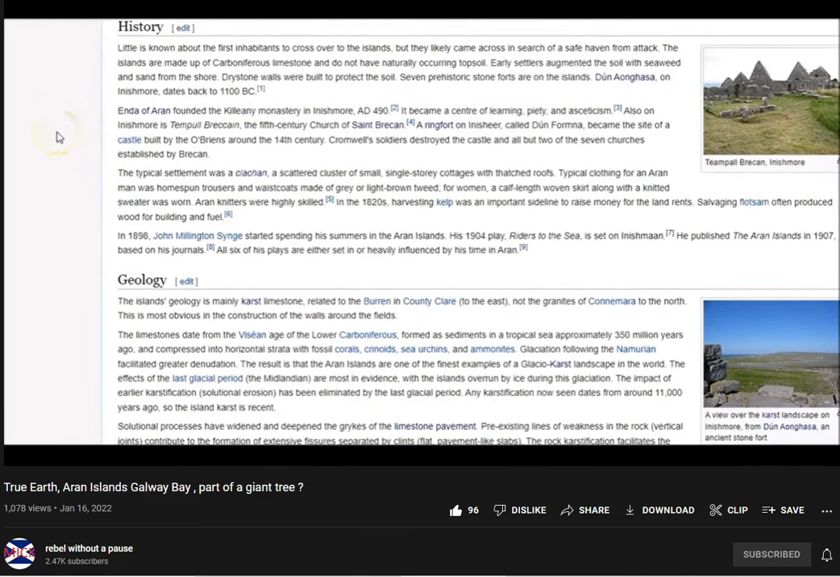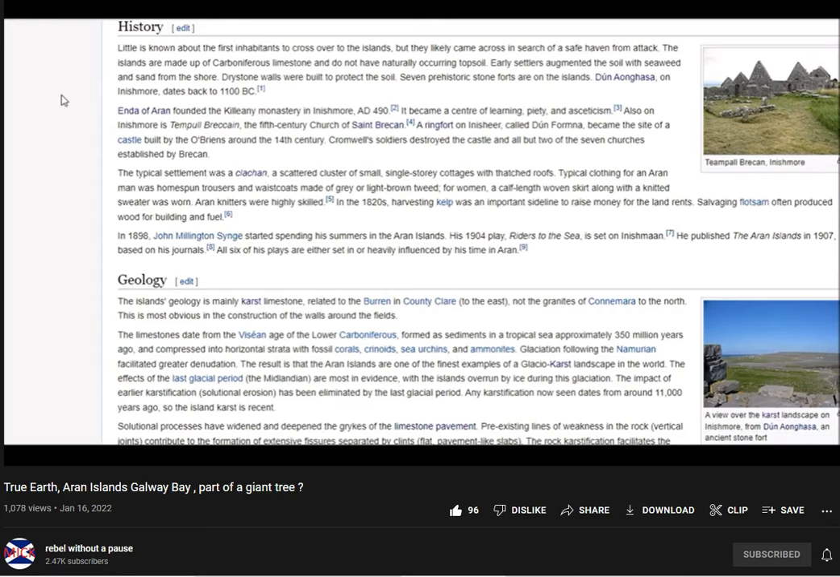So, little is known about the first inhabitants to cross over to the islands, but they likely came across in search of a safe haven from attack. If the first part is true, that little is known, then we could replace the word likely with maybe, possibly, or never. The islands are made up of a carboniferous limestone and do not have a naturally occurring topsoil. Keep that in mind. Early settlers augmented the soil with seaweed and sand from the shore. Dry stone walls were built to protect the soil.